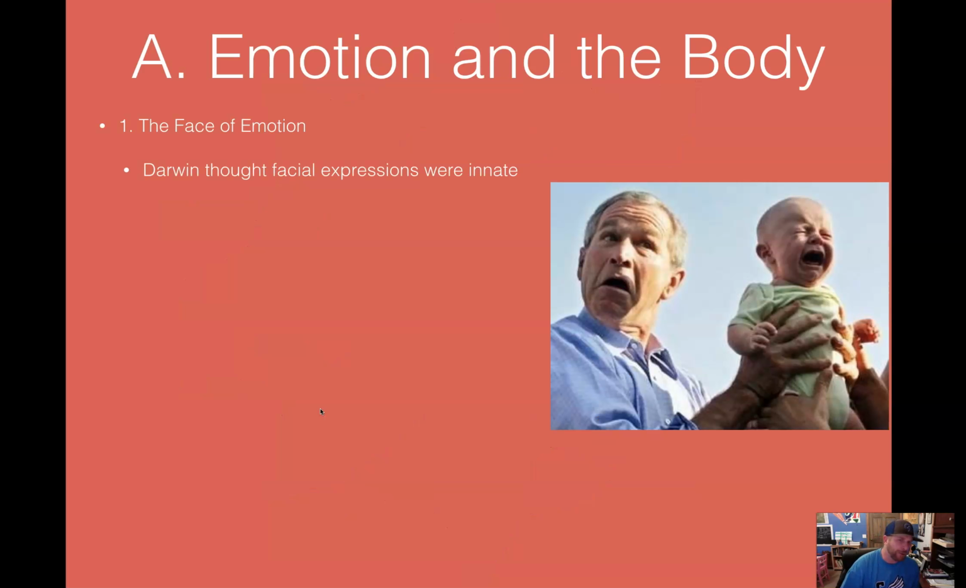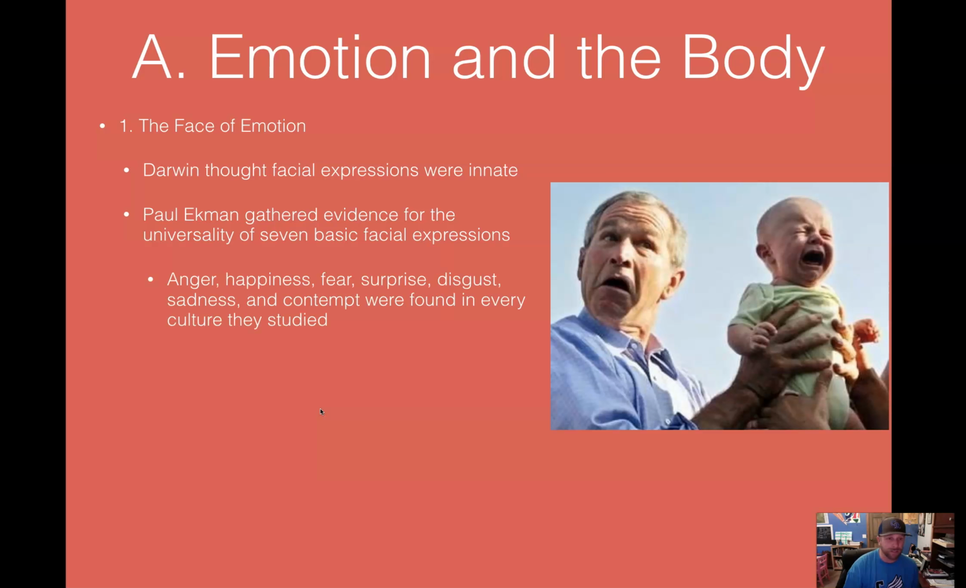So the face of emotion. Darwin thought that facial expressions were innate, and he was correct. Paul Ekman gathered evidence in the universality of seven basic facial expressions. Anger, happiness, fear, surprise, disgust, sadness, and contempt were found in every single culture they studied. Some argue pride is a basic human emotion, but it doesn't have the corresponding face. There are 80 muscles in your face, and it is true it takes more muscles to frown than it does to smile.